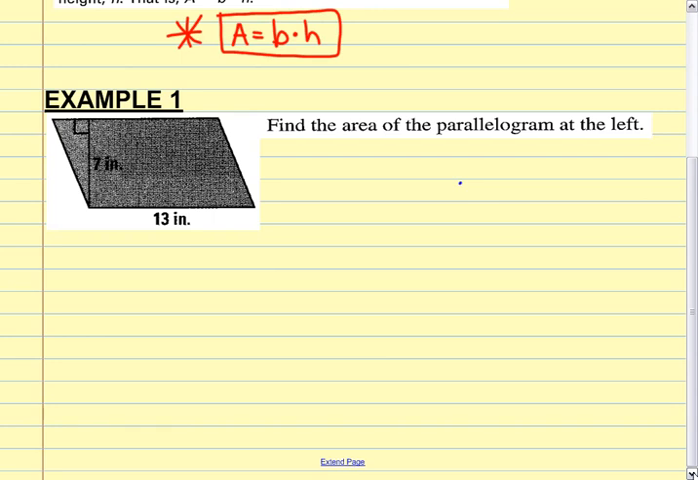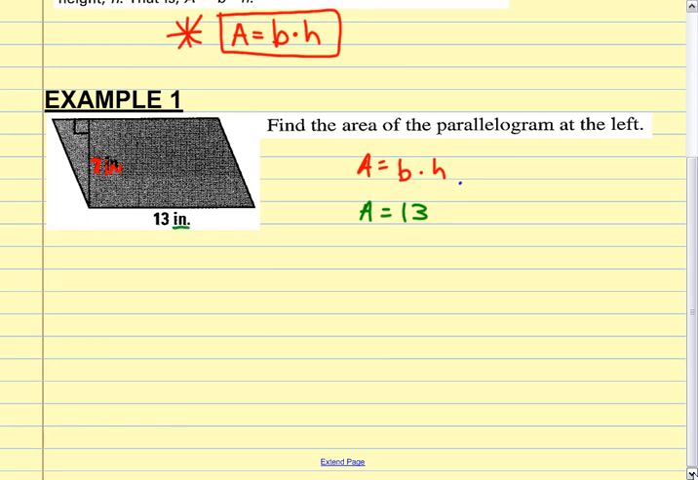Now, I thought I had written this a little clearer, but I didn't. Example number 1. This number is 7 inches. In example 1, it says find the area of the parallelogram at the left. How do I find the area of that? McVie? Area is equal to base times height. Do I know what A stands for? I mean, do I know its value right now? I don't. Do I know the value of the base right now? Yes, 13. We'll put this in at the end.